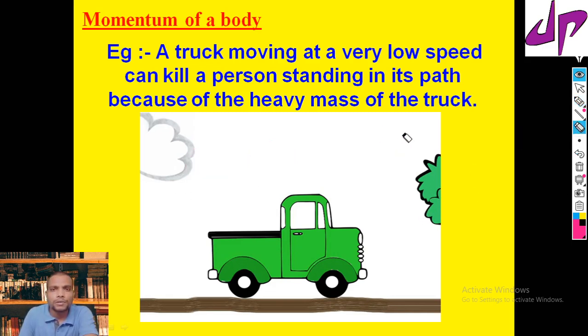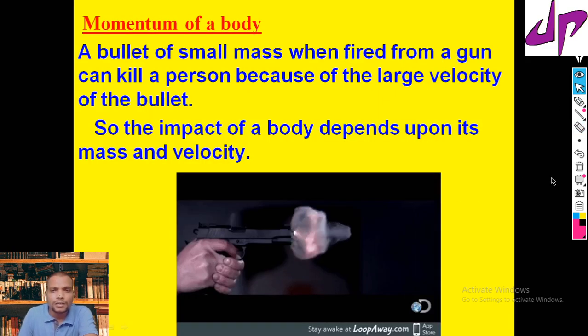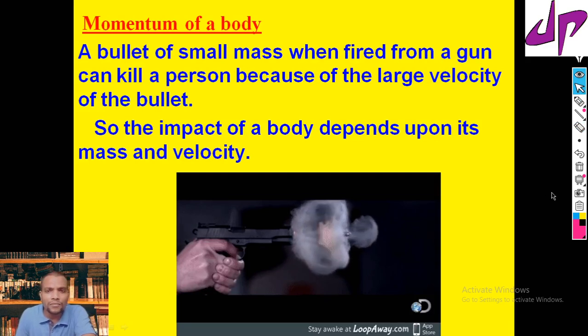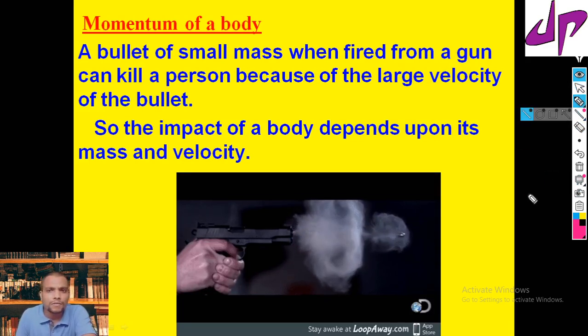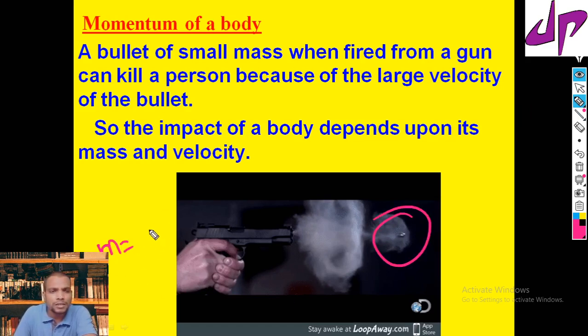Okay, let's see one more example. Consider a bullet fired from a gun. In this case, the bullet has mass. Let's take the mass of the bullet as very small, say 40 grams, but when it comes to velocity, after firing the gun it moves with greater velocity. Let's take the velocity as 250 meter per second.